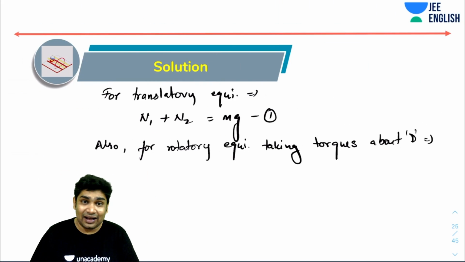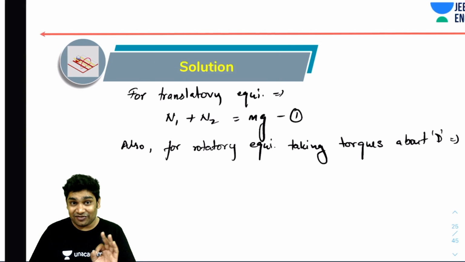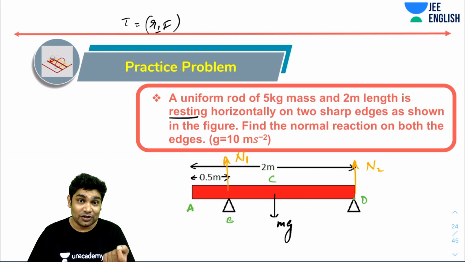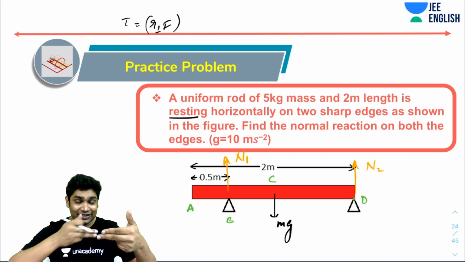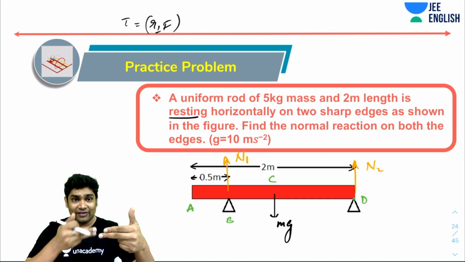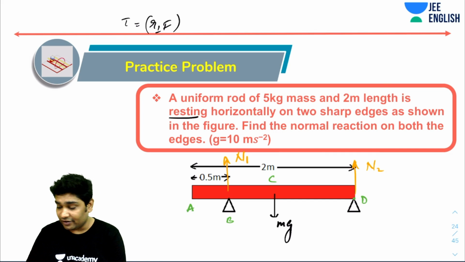Again, I am only going to write the directions with plus and minus. Why? That is the entire advantage of using angular quantities. All the directions would be only either that direction or this direction. I can denote them as plus and minus. I will denote this as plus. So mg's torque would be positive and N1's torque would be negative.